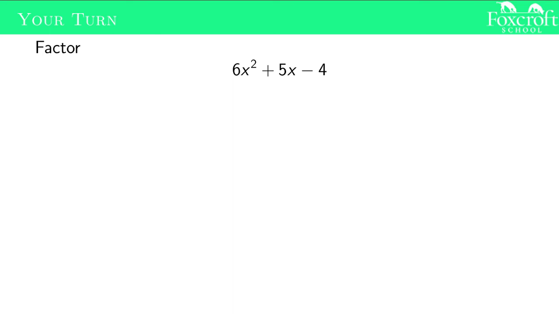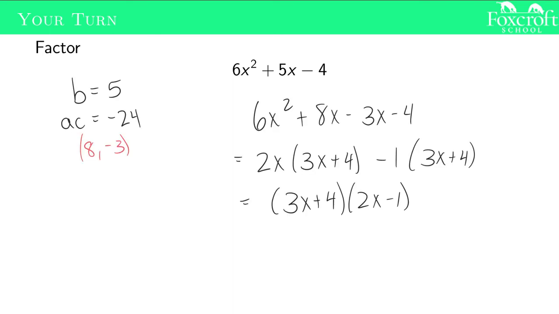And so here's one for you to try on your own. And here's the answer I got. We're looking for numbers that add to 5 and multiply to negative 24. This is kind of the opposite of one of the problems we had before. Now 8 is positive, negative 3 is negative. Split up this term into 2 terms. Do your 2 groups of 2. And you see we have 3x plus 4 times 2x minus 1. Again, you don't even need me to tell you if you have the right answer, because you can always FOIL your answer down here and make sure you get back to what you started with.